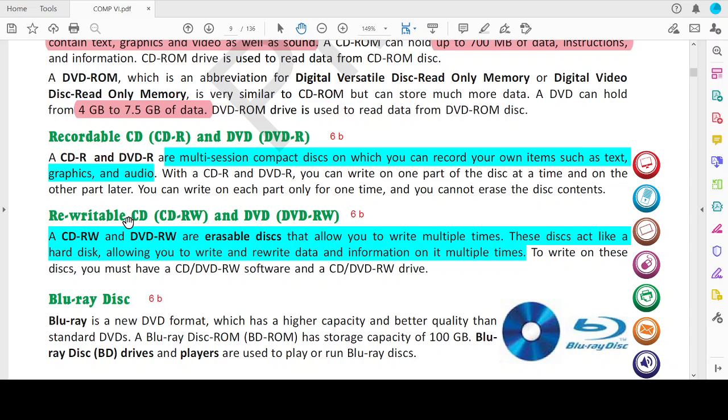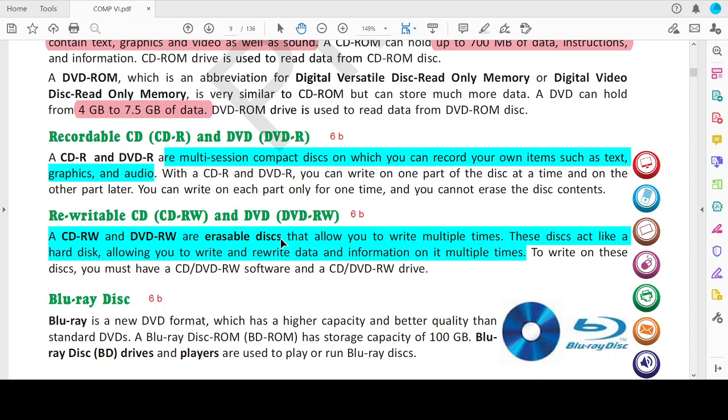Rewritable. Rewritable, that is RW. Recordable means R. You can see CD-R, DVD-R. When it is rewritable, you have to mention it with RW. It will be written RW, rewritable, right? A CD which is rewritable and a DVD which is rewritable are essentially erasable discs.